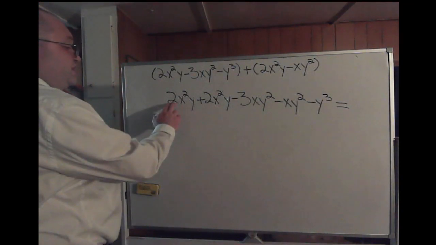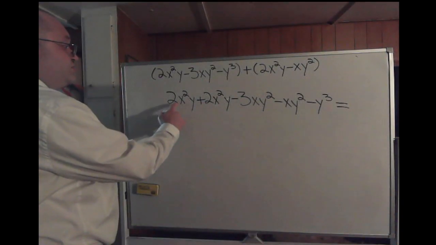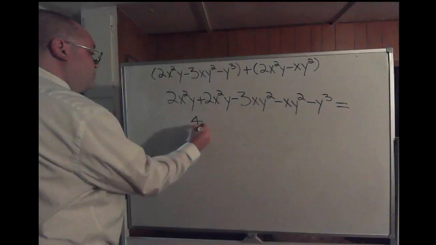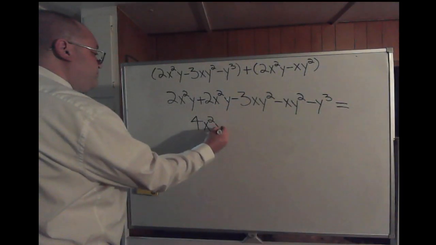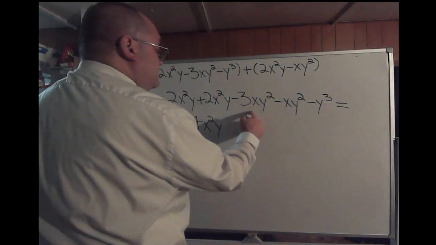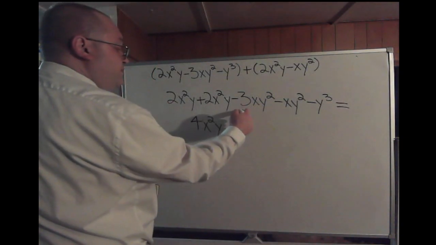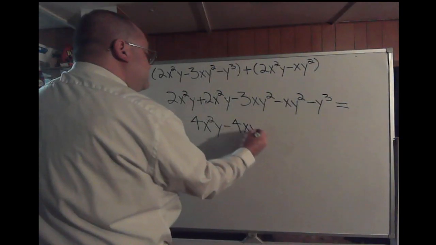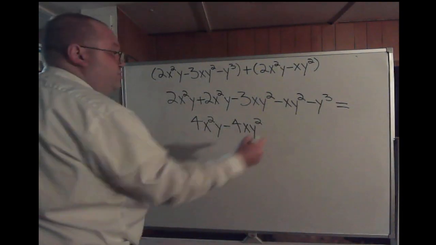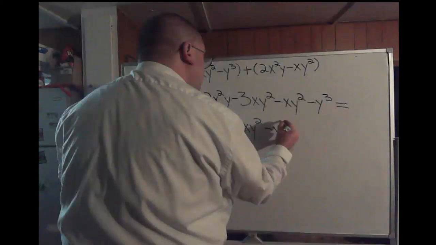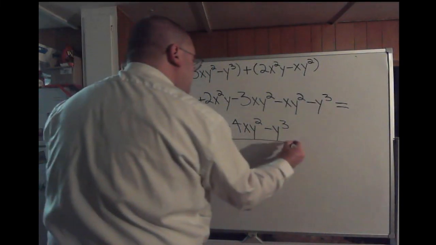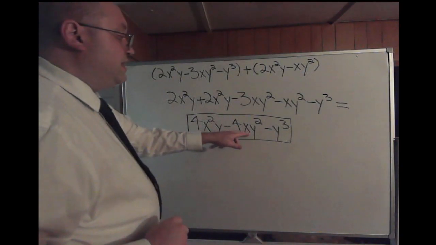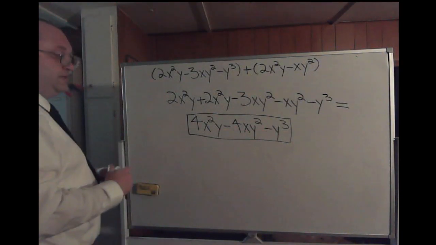So now we're going to add the coefficients of the like terms. 2x squared y plus 2x squared y will give you 4x squared y. Now you have minus 3xy squared minus xy squared, the coefficients minus 3 and minus 1, that'd be minus 4xy squared. Then you just got minus y cubed. So the answer you should get for this should be 4x squared y minus 4xy squared minus y cubed.